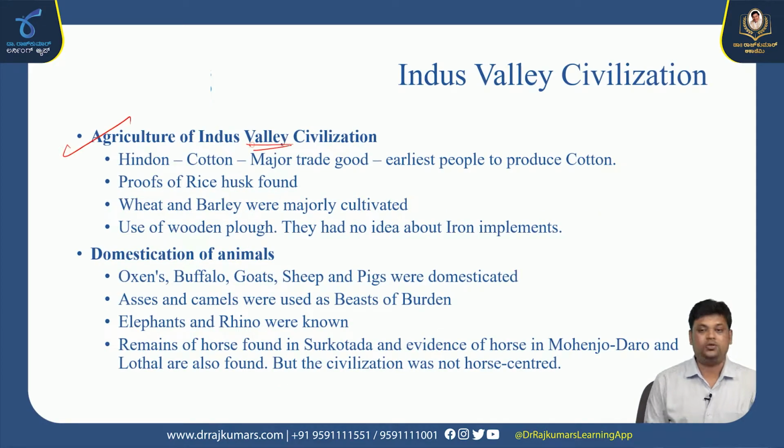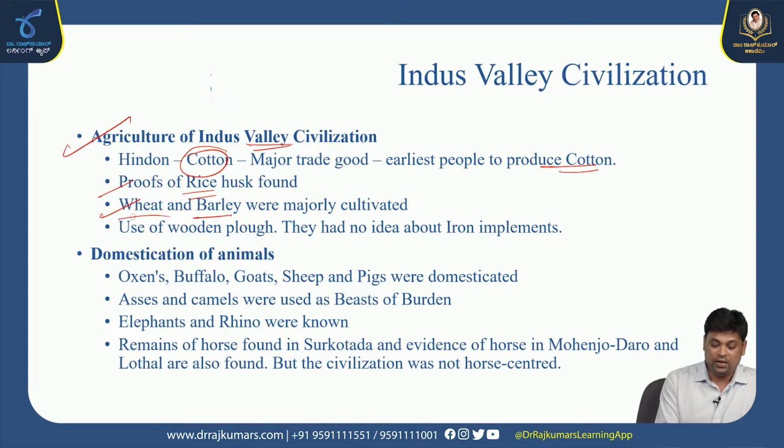Agriculture of Indus Valley civilization. What are the products they used? Cotton, a major trade good, people used cotton. And also rice husk. Husk means the cap of the rice which they removed during the time of harvesting. Wheat and barley were also majorly cultivated. So the three important crops are rice, wheat and barley.